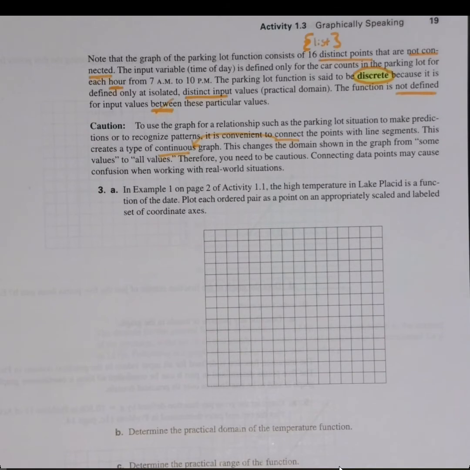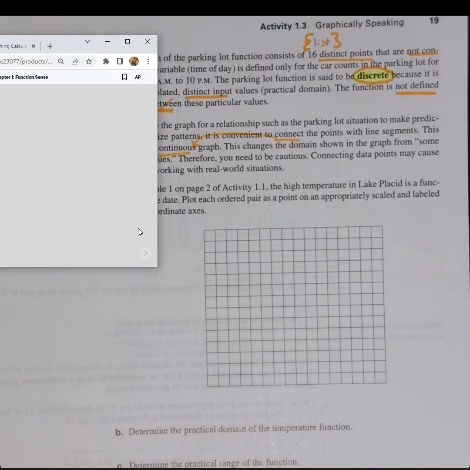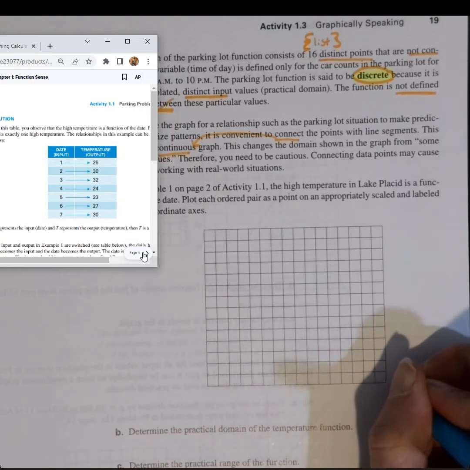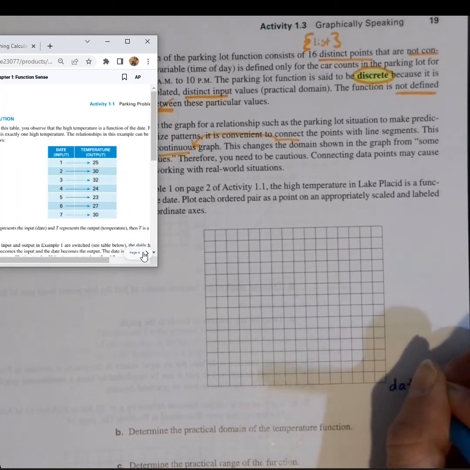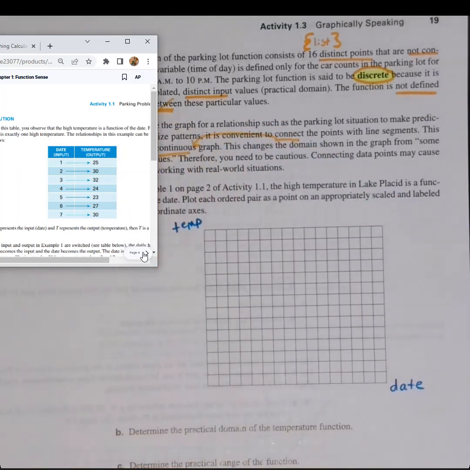Okay, moving to example 1 on page 2 of activity 1.1. Excuse me. All right. I think this is our Lake Placid data. It is at the bottom of page 2, but I'm going to go to page 3 because it's also there, and I can see it side by side with my screen here. We need to graph this on an appropriately scaled and labeled set of coordinates. All right, so I'm going to need the date as the input, and I'm going to need the temperature as the output.